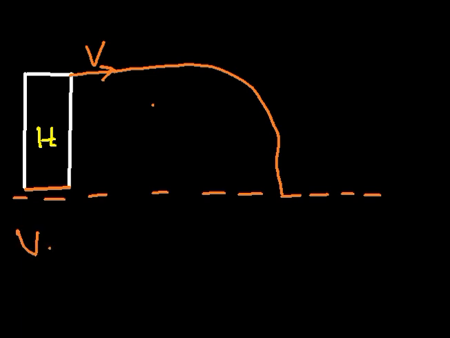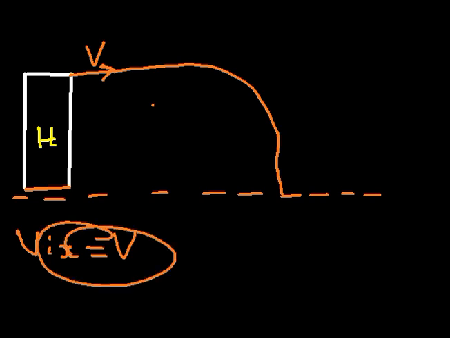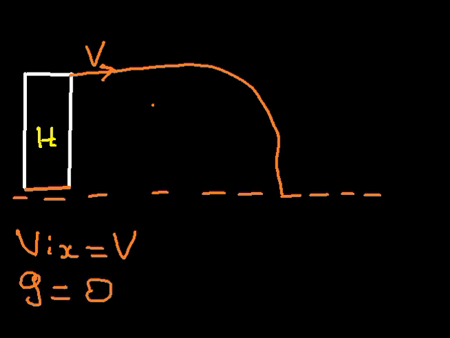Now, what is the initial velocity along x? Since the object has been horizontally released, the initial velocity along the x-axis is the same as the launch velocity. So the velocity with which the object has been released is also the initial velocity along the x-axis. On the same note, acceleration due to gravity is 0 along the x-axis, as the gravitational force is not felt along the x-axis.